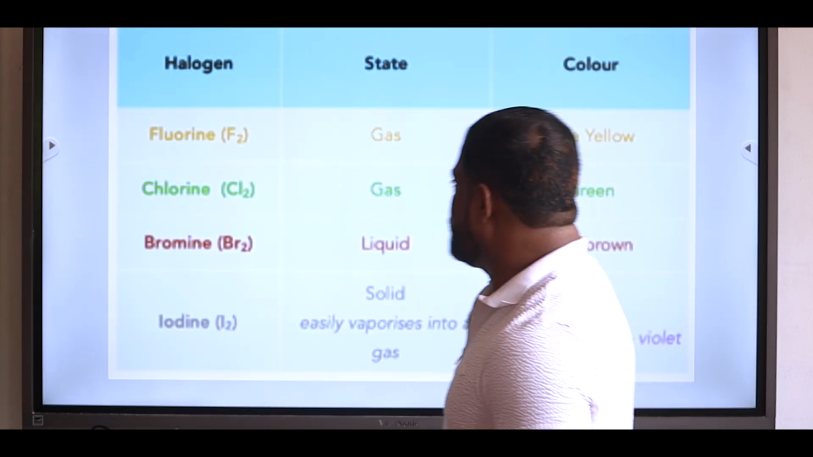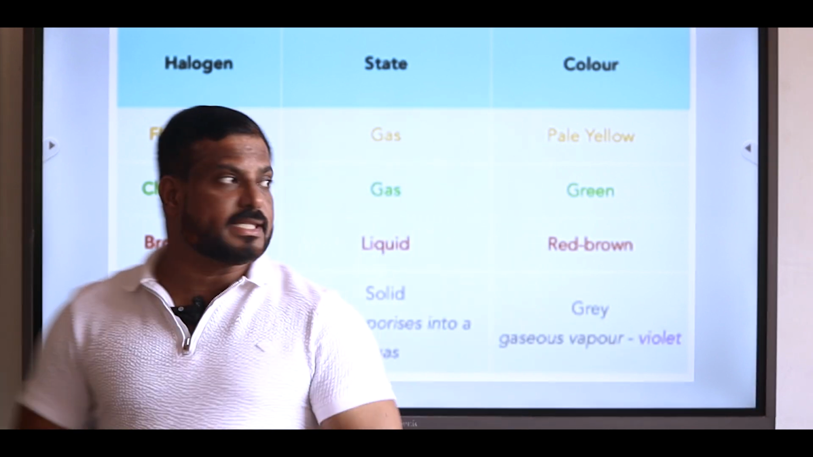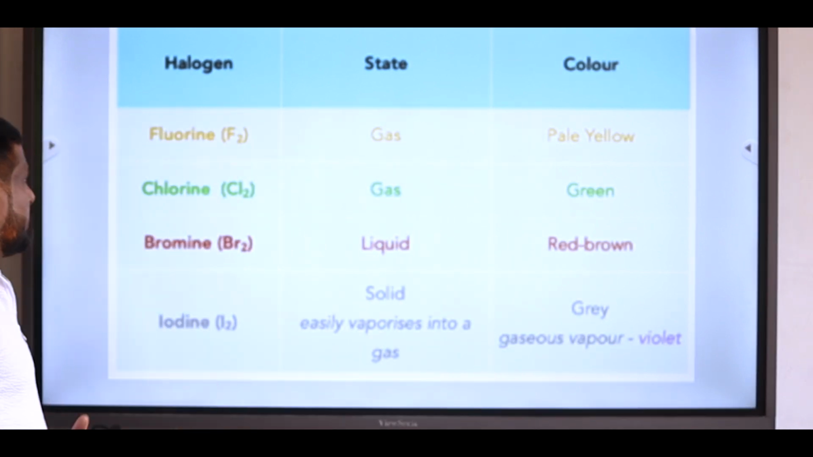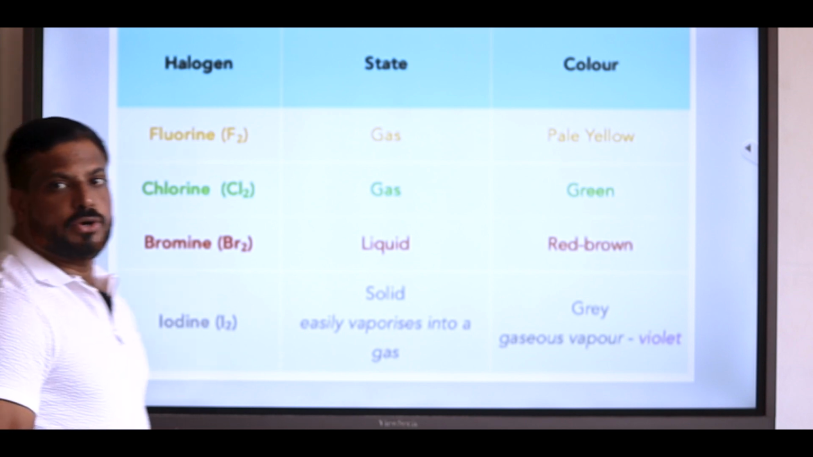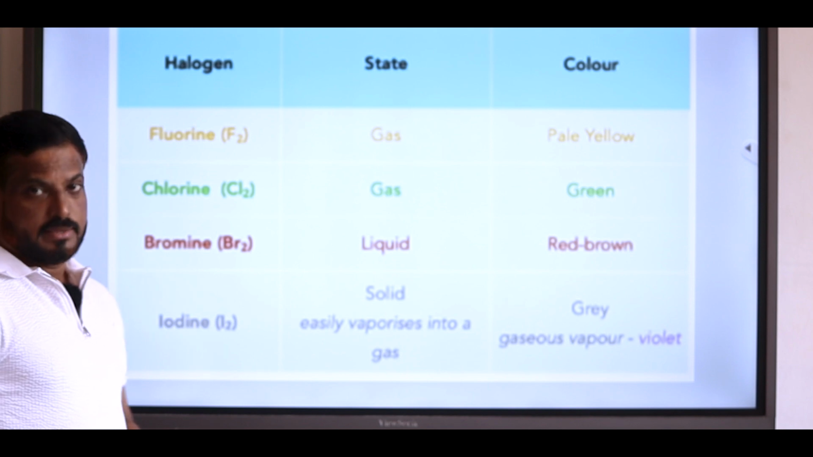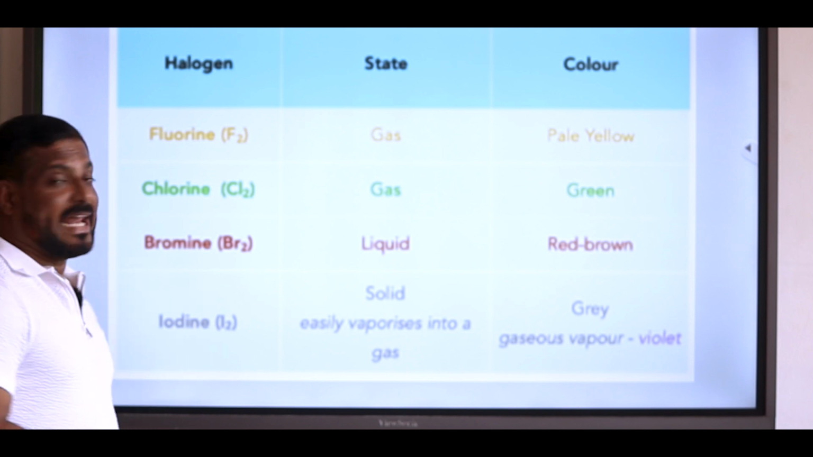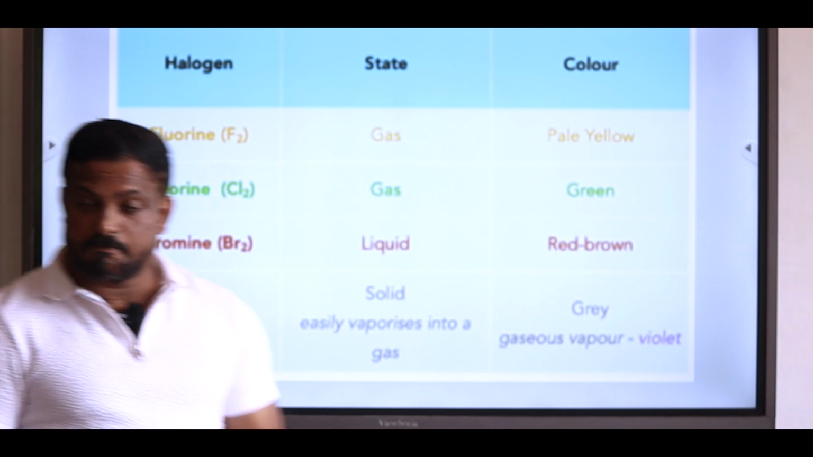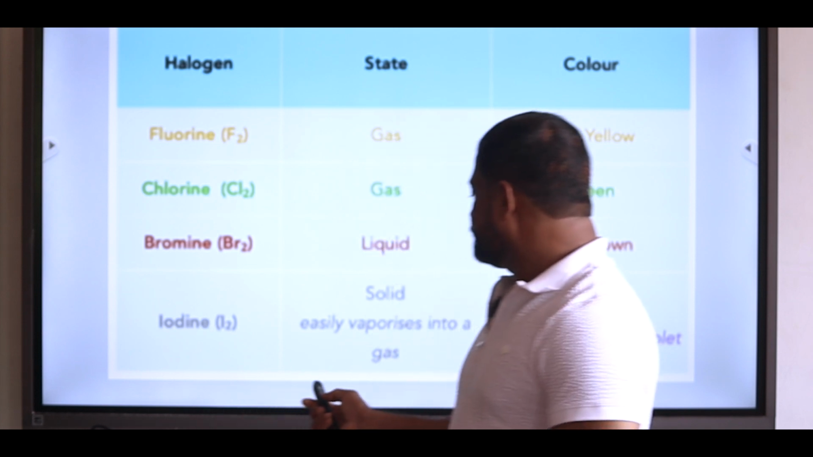Here you can see the halogens. Fluorine, gaseous state, pale yellow color. Chlorine, gas, green color. Bromine, liquid, reddish brown. Iodine, solid, a vaporizing substance, gray color. And astatine is purely black color.